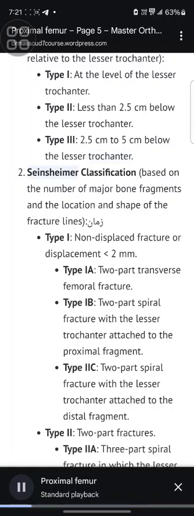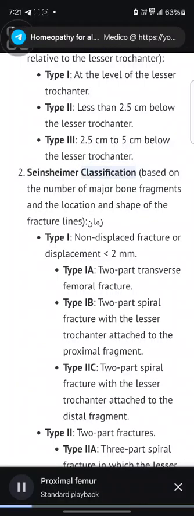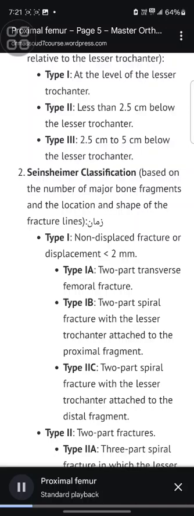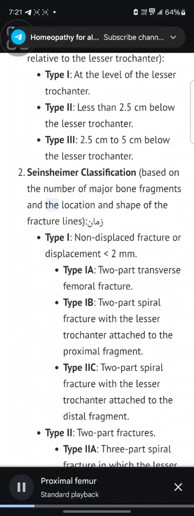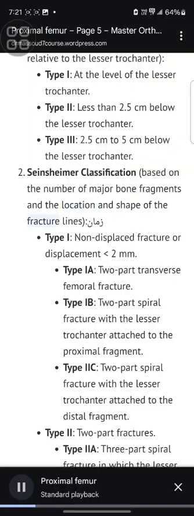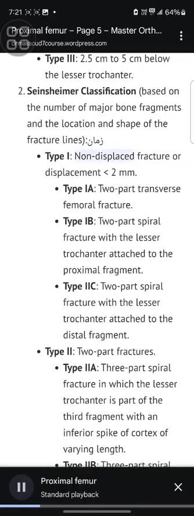2. Seinsheimer classification, based on the number of major bone fragments and the location and shape of the fracture lines. Type 1. Non-displaced fracture or displacement less than 2 mm. Type IA. 2-part transverse femoral fracture.